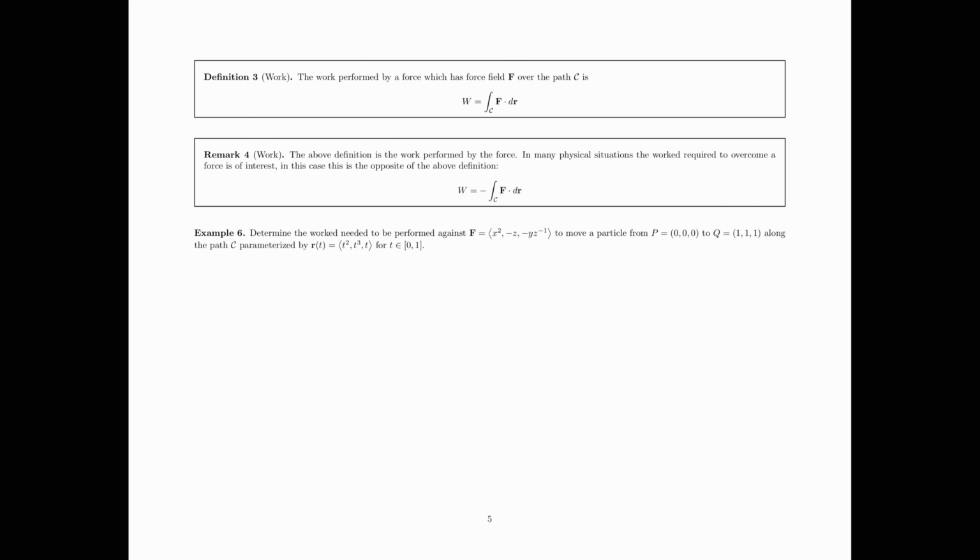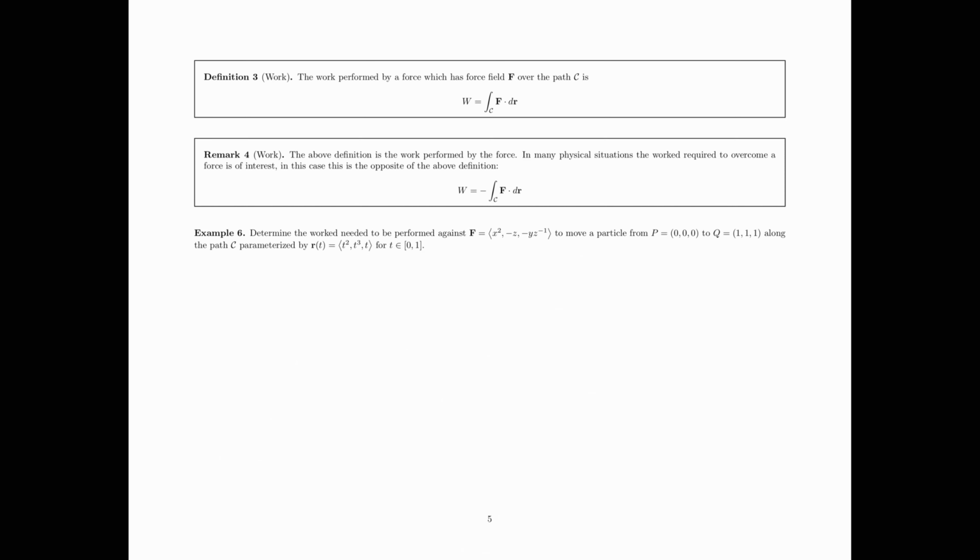So, for instance, you can imagine taking an object like a ball, holding it up above the ground, and letting go. When you let go, that ball will begin to fall, and gravity, the gravitational field, is doing work because it's pulling that ball down.